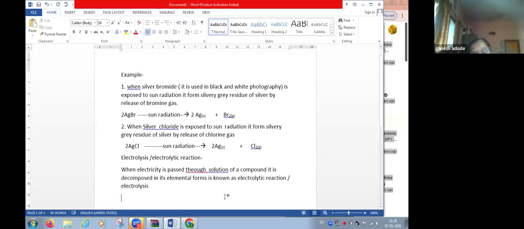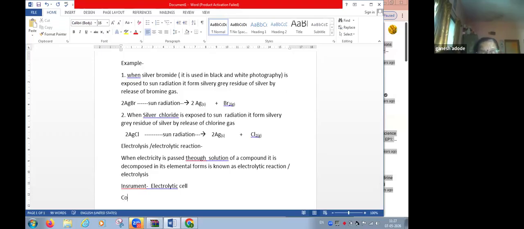Now, which instrument do we use in this electrolysis reaction? What kind of instrument is used to carry out this reaction? That instrument is known as the electrolytic cell. It is carried out within the electrolytic cell. Now, what are the components of the electrolytic cell?